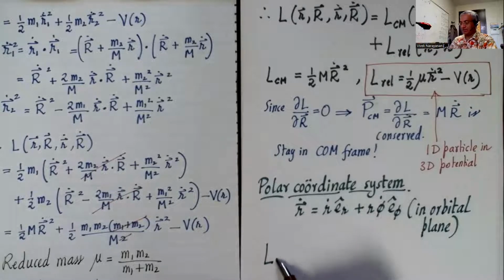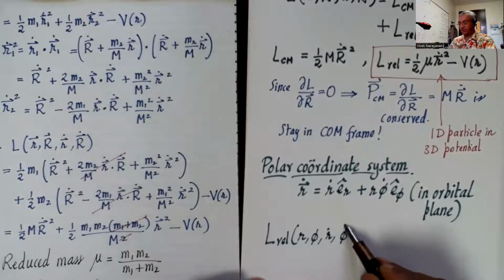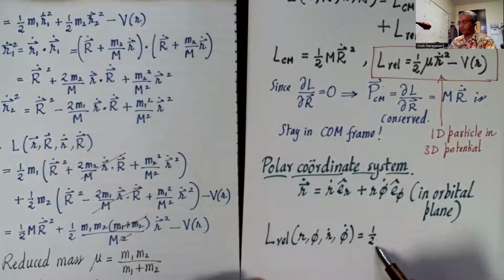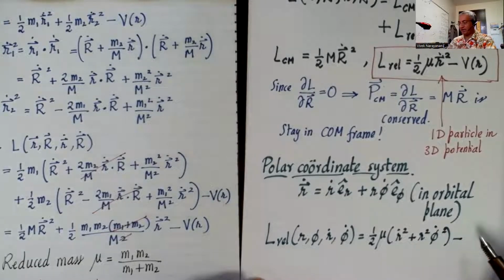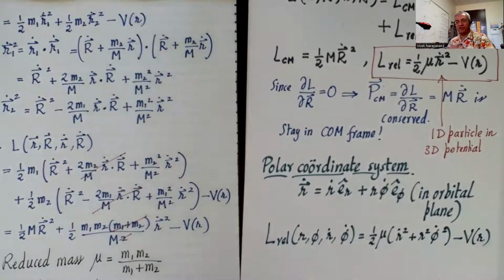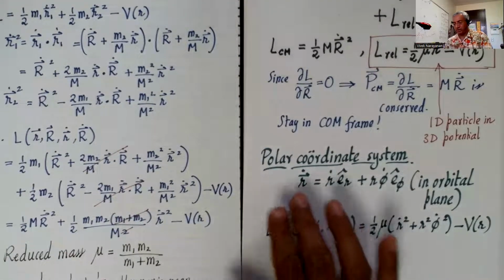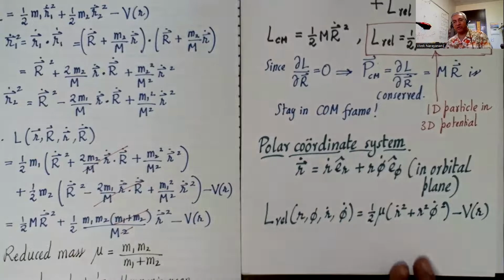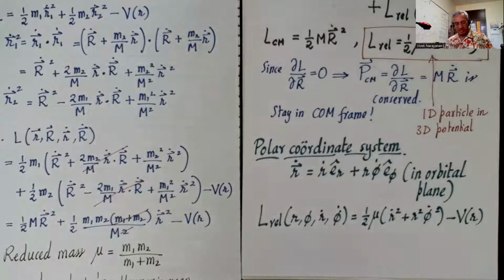So the L_rel in the coordinate system r, phi, r dot, phi dot is going to be 1/2 mu (r dot squared plus r squared phi dot squared) minus V of r. So we have succeeded in our first task, which is to write the Lagrangian of the two-body problem. Now, why is it that I chose a planar polar coordinate system and not a spherical polar coordinate system? The reason for that has to do with angular momentum.